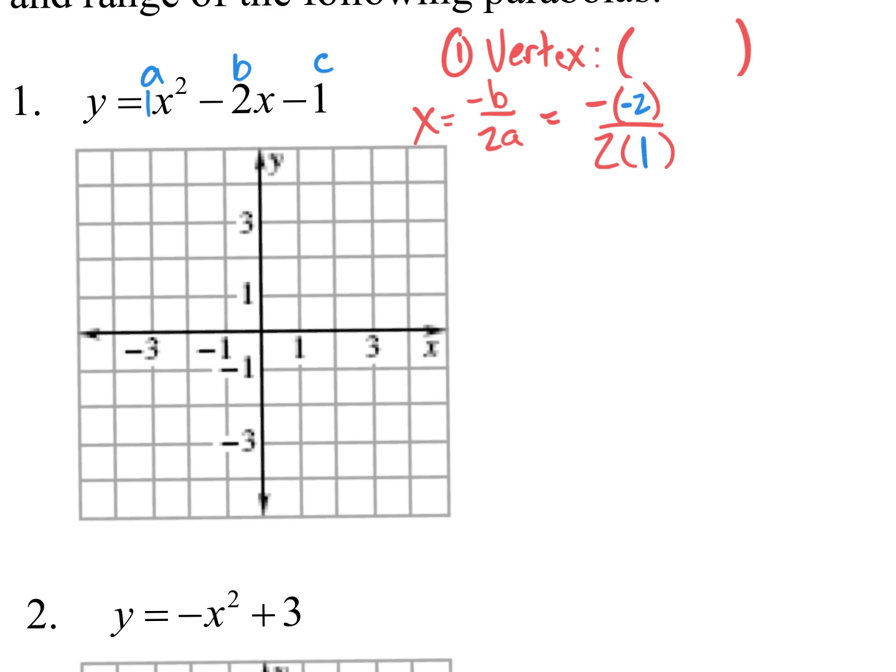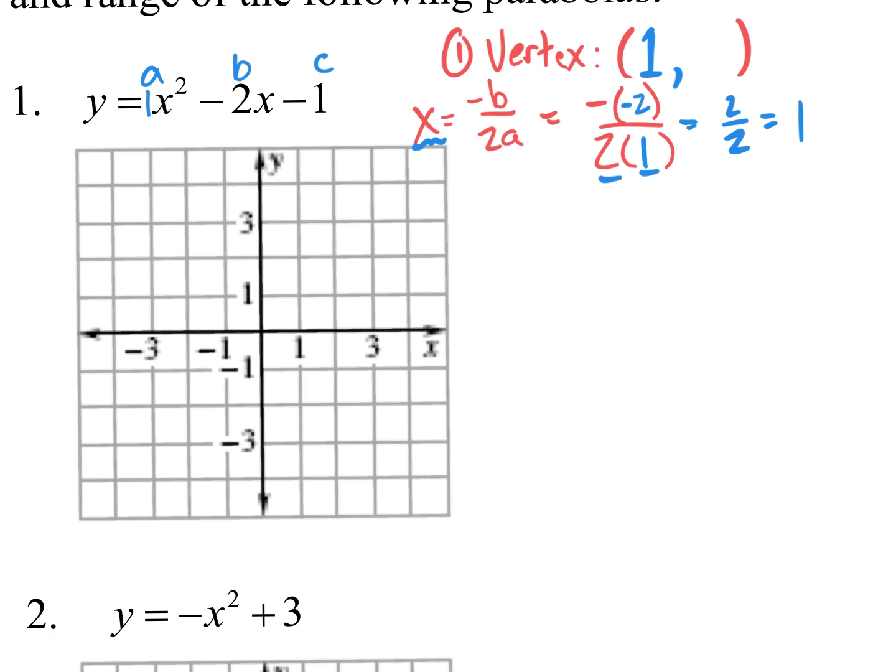So here's our formula. A -2 is a +2. So what we have here is +2 over 2 times 1, that's 2. So 2 over 2, that's really a 1. So what did we just find? We found the x value. The x value of our vertex is 1. Are you with me? We still need the y value.